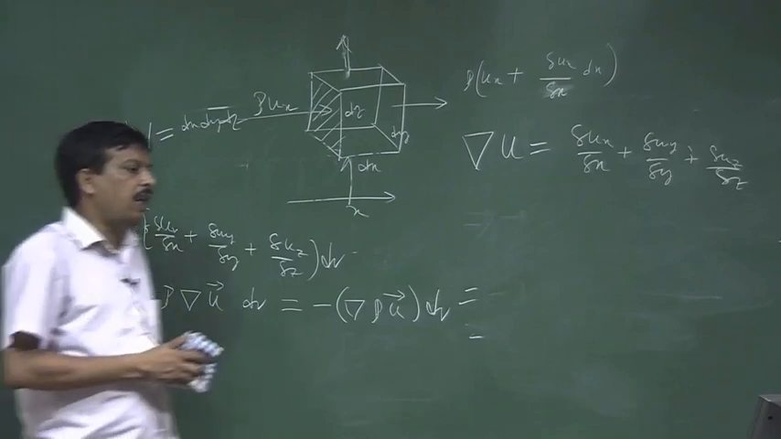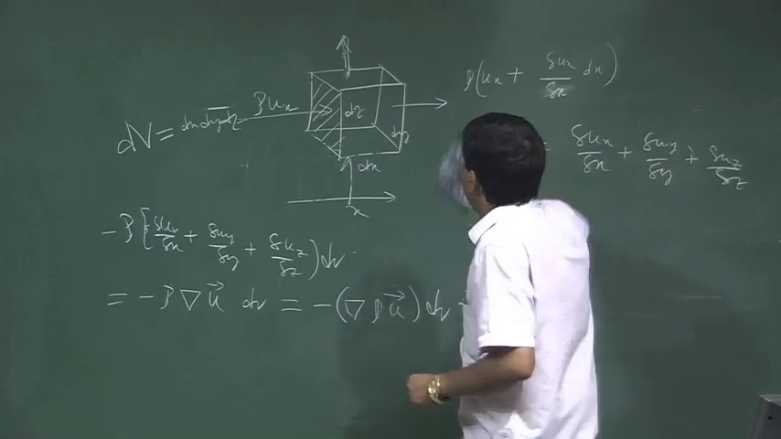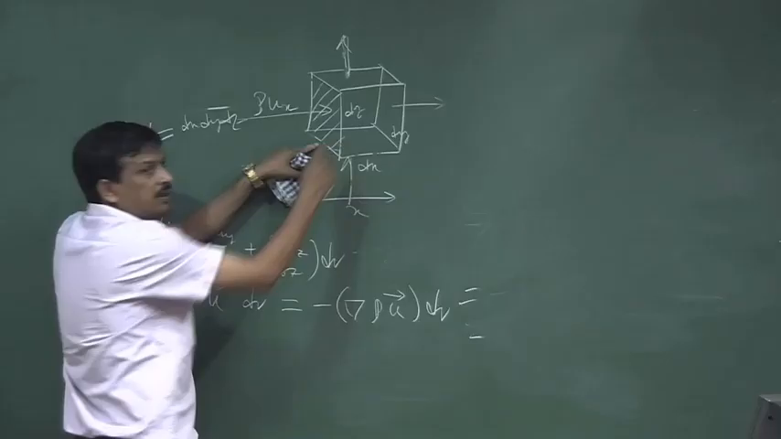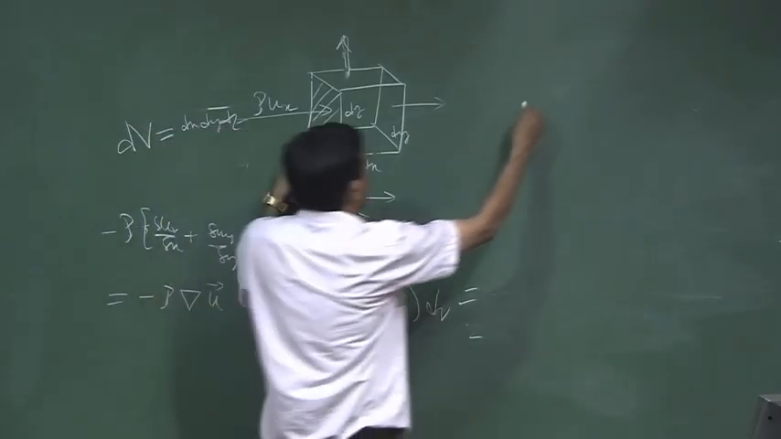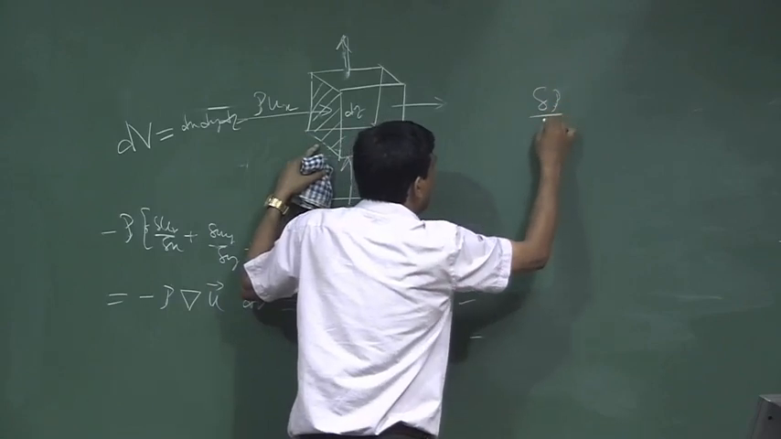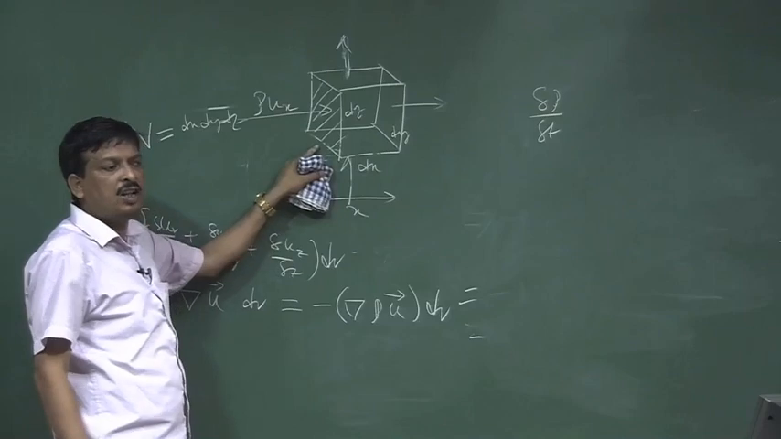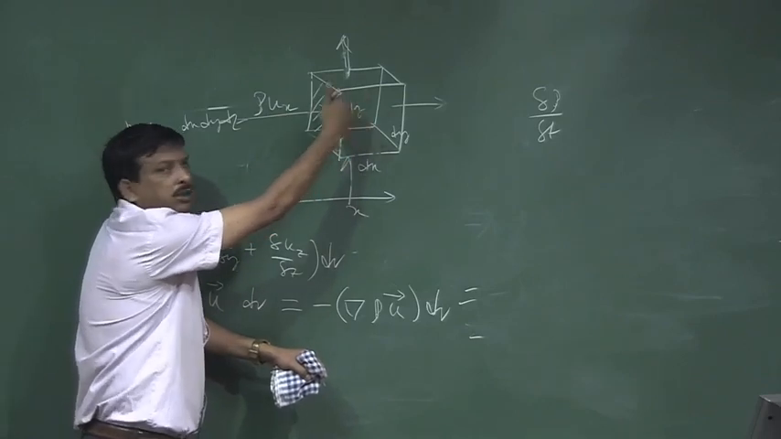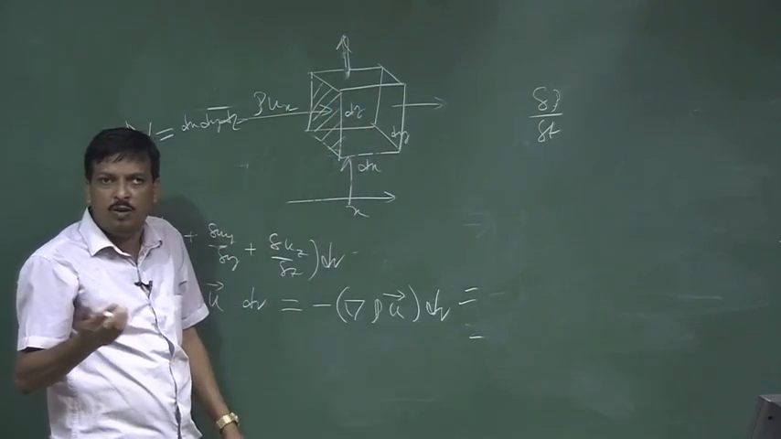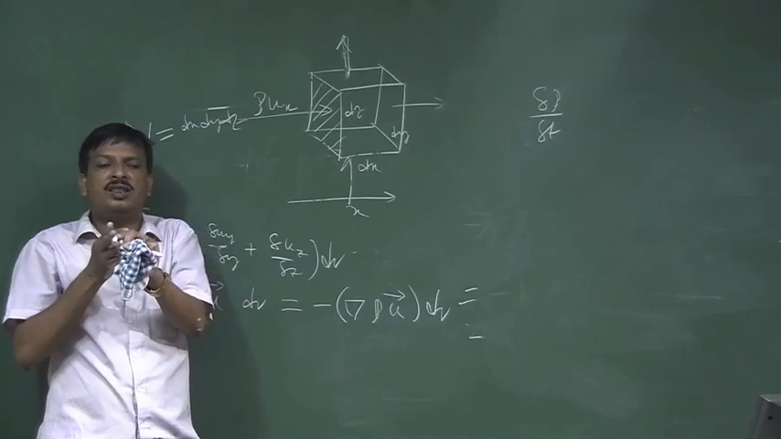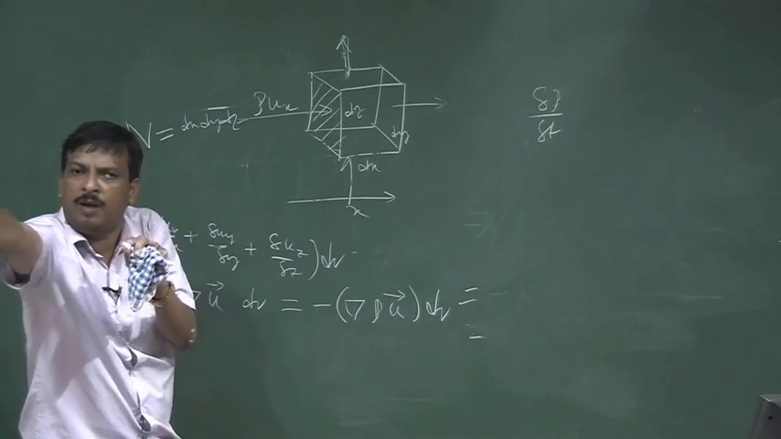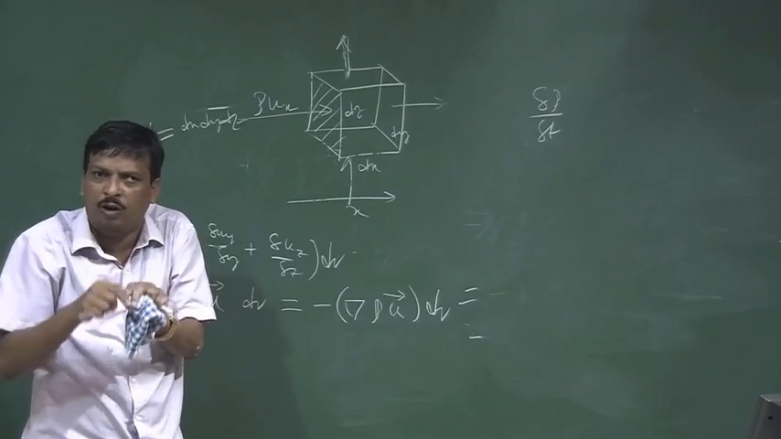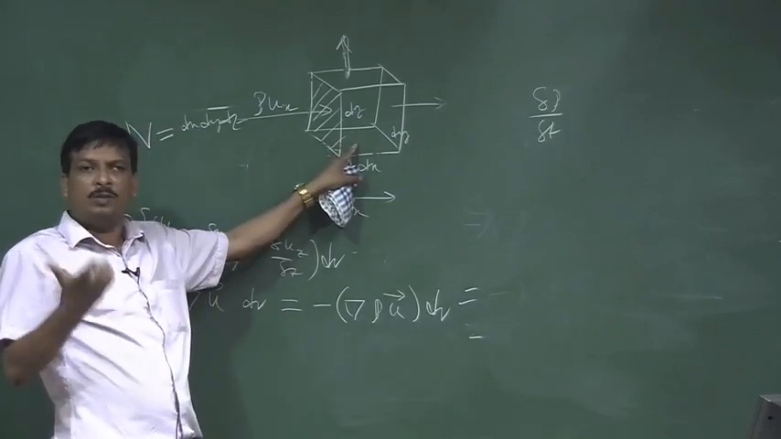So this is the rate at which mass is increased. If this amount of mass is increasing here, that is the rate of increase of mass with respect to time, the rate of increase of density. If some mass enters here, the density of this volume will change with respect to time. Initially it is 0. Once the mass starts flowing in, some mass will come out. The net going in minus going out is the net mass increase in that volume, which increases the density of the volume with respect to time.